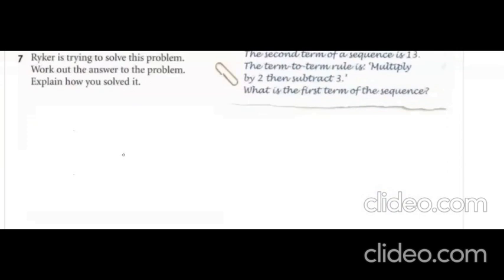Riker is trying to solve this problem. Work out the answer to the problem, explain how you solve it. The second term of the sequence is 13. The term to term rule is multiply by 2, then subtract 3. Multiply by 2, and then subtract 3. What is the first term of the sequence?